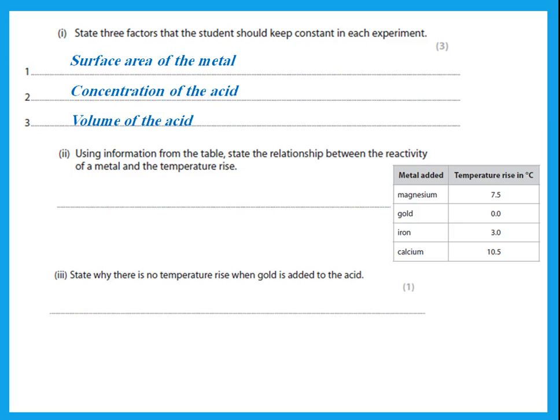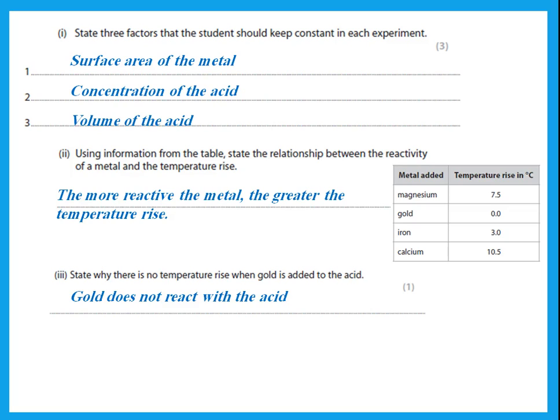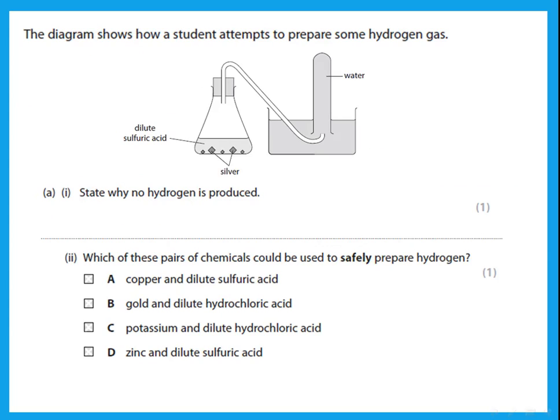So when they put it in acids, they found that the more reactive metal is the one that gives higher temperature. So remember that more reactivity is indicated by what? Is indicated by more bubbles of gas or by more rise in temperature. So the more reactive the metal, the greater the temperature rise. State why there is no temperature rise when gold is added. Since there is no temperature rise, this means that gold does not react with the acid.